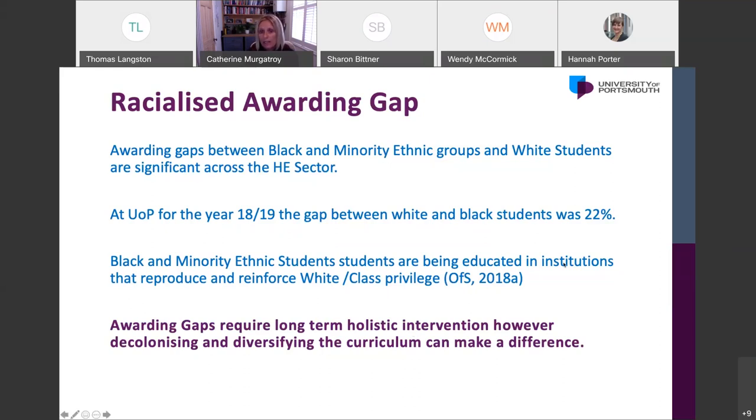For the academic year 18-19, the gap between white and black students was 22%. And the Office for Students are really clear that black and minority ethnic students are being educated in institutions that reinforce white privilege and class privilege. As I said, it requires a longer term holistic intervention, but thinking about it now and making some changes now can really start to make a difference. And I'm sure you'll agree that we can't really wait.